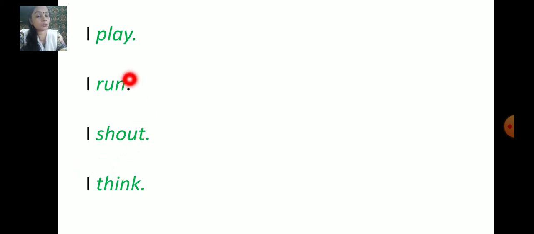So the words like play, run, shout, think, eat, sleep, jump, kick, and whatever actions you can do, all those action words are called verbs. They are the heart of a sentence.